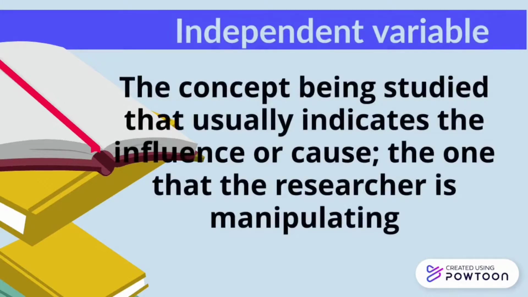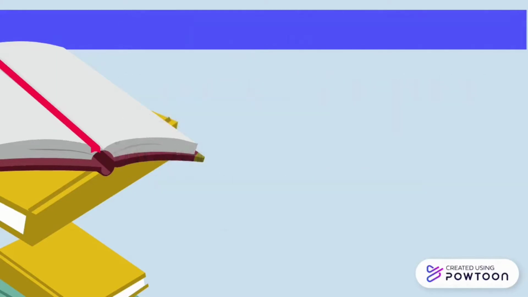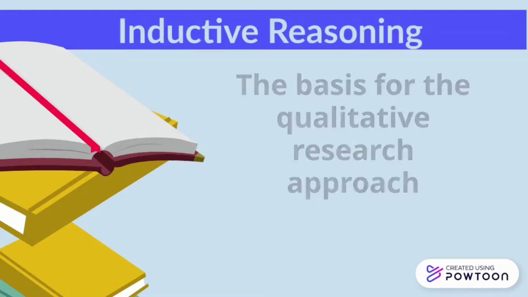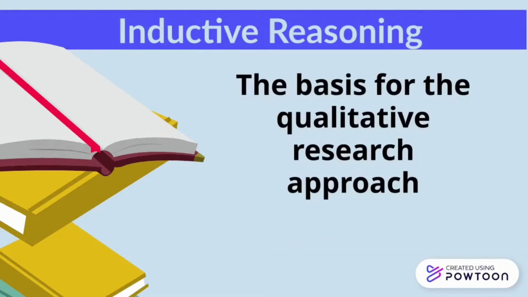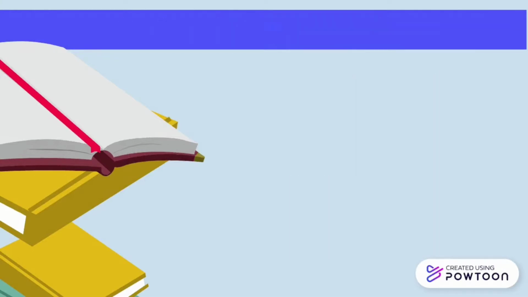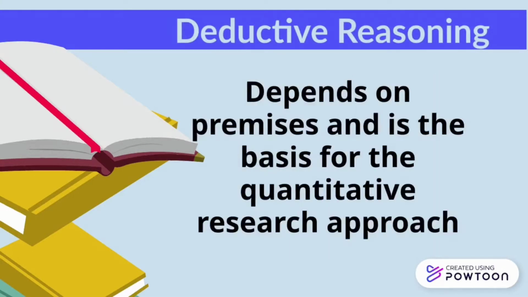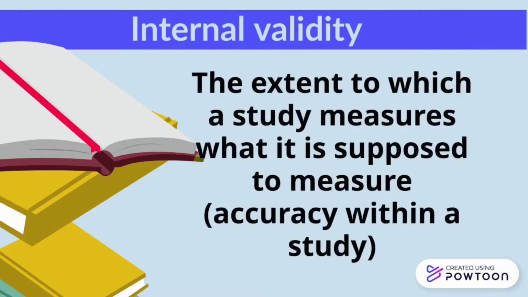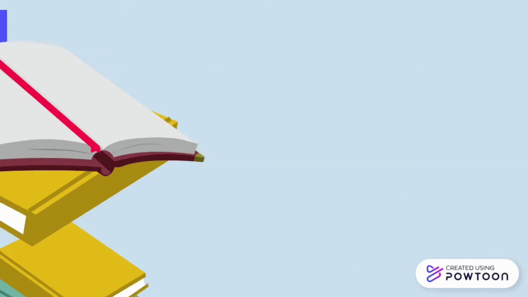Independent variable. The concept being studied that usually indicates the influence or cause, the one that the researcher is manipulating. Hypothesis. A statement written by the researcher that states the relationship among or between variables. Inductive reasoning. The basis for the qualitative research approach. Deductive reasoning. Depends on premises and is the basis for the quantitative research approach. Internal validity. The extent to which a study measures what it is supposed to measure, the accuracy within a study.